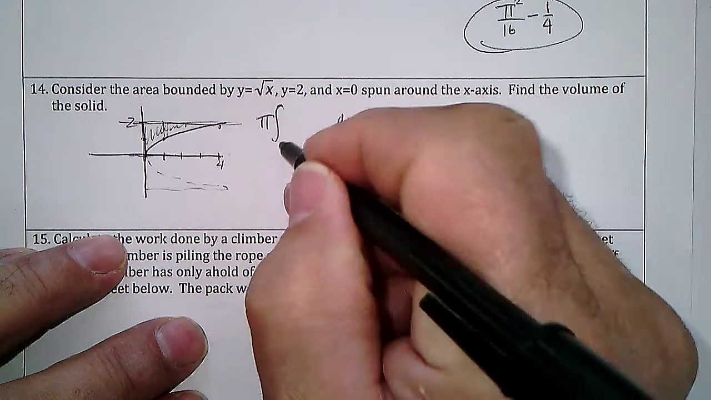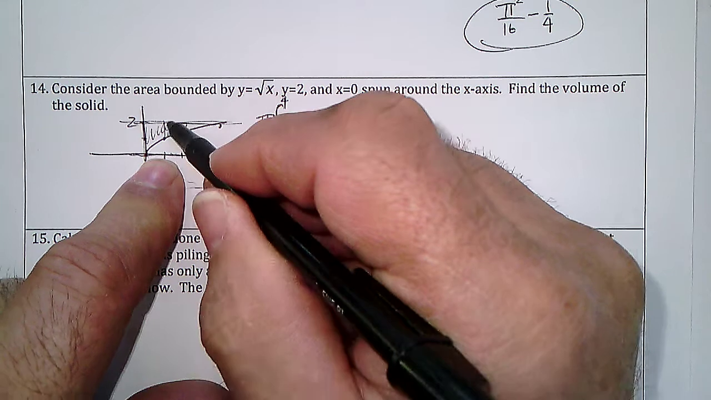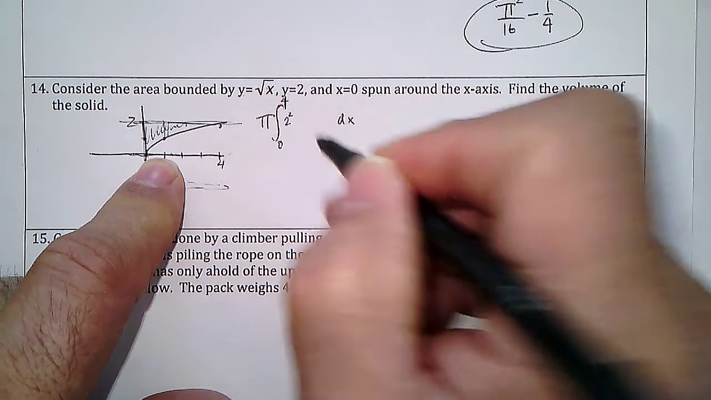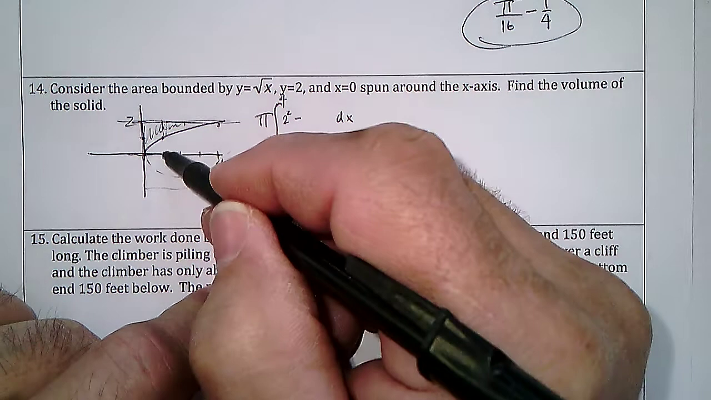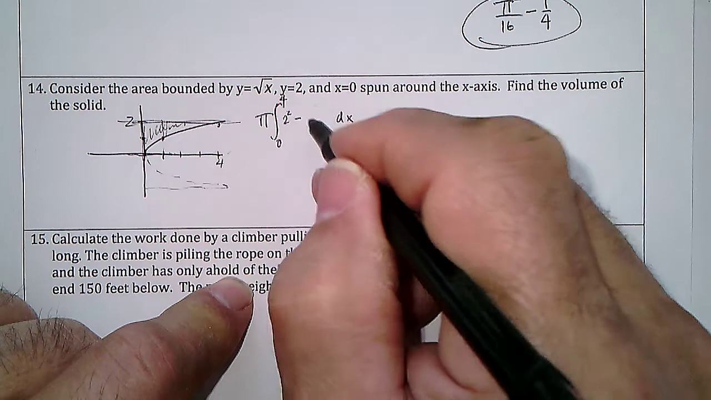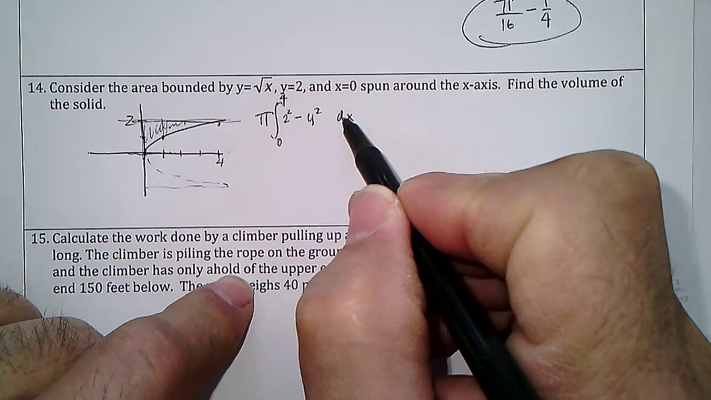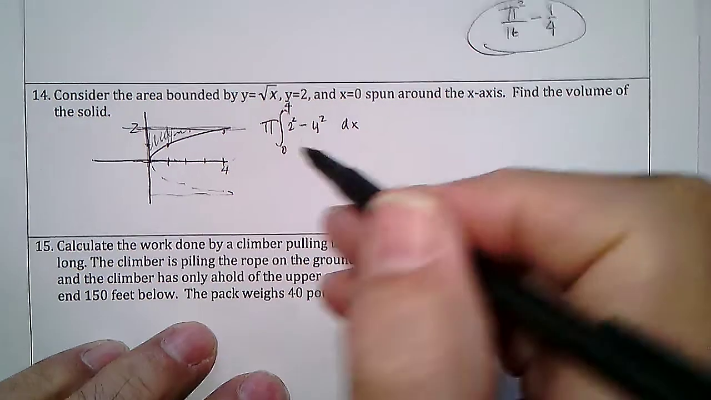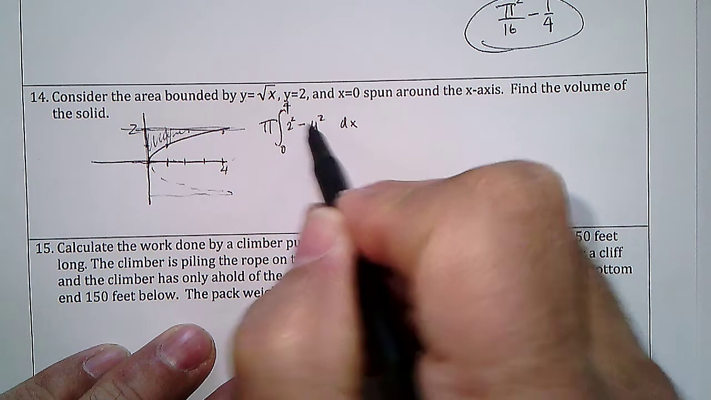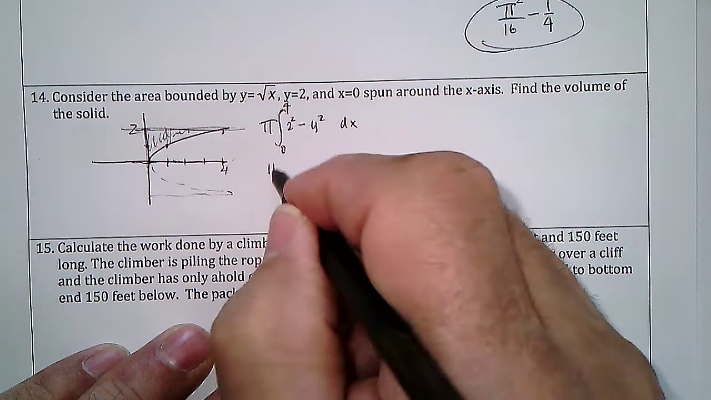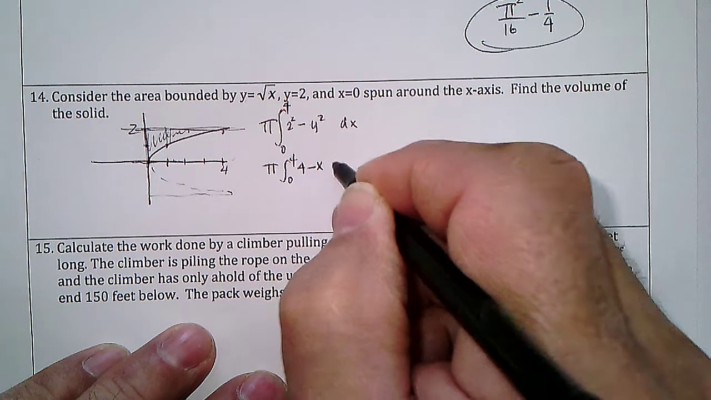So the x goes from 0 to 4. The large radius is going to be from 0 to 2, which is 2 squared, minus the small radius, which is going to be from here to the curve, which is just y squared. But since I have to do dx, I'm going to change the y to the square root of x squared, which is just x. So I have 4 minus x. So I have pi integral from 0 to 4 of 4 minus x dx.